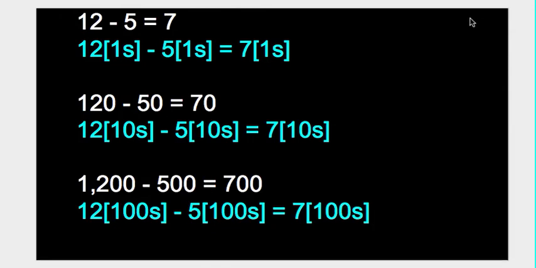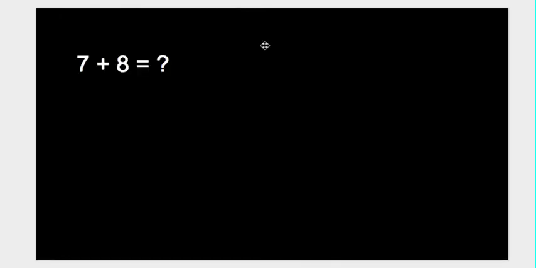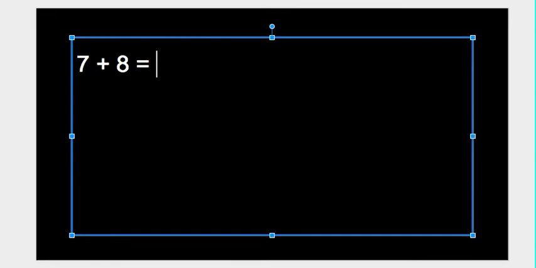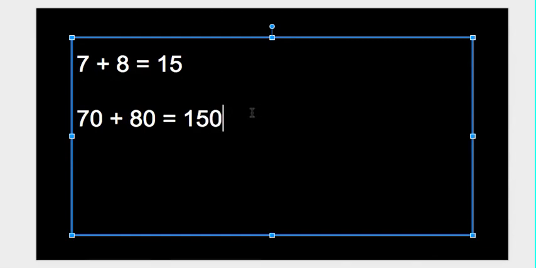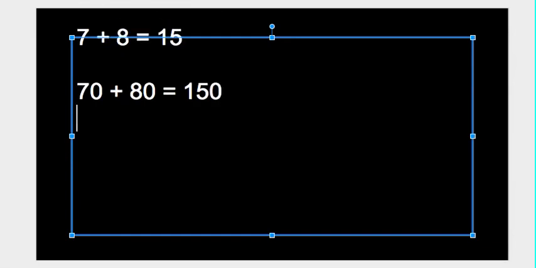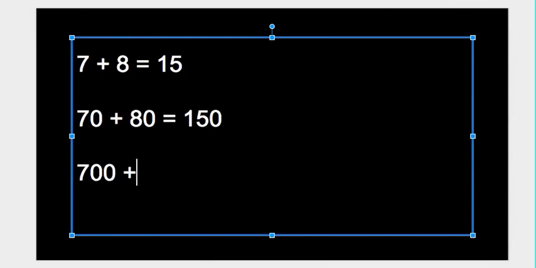So these are just fact extensions, and these will work with other problems too. For example, if I were to ask you what 7 plus 8 is, you would say 15. If I were to ask you what 70 plus 80 is, notice it's just a fact extension. You know what 7 plus 8 is, which is 15. All you have to do is remember the tens, so you would add on a 0. If I were to ask you what 700 plus 800 is, it would be the same thing.